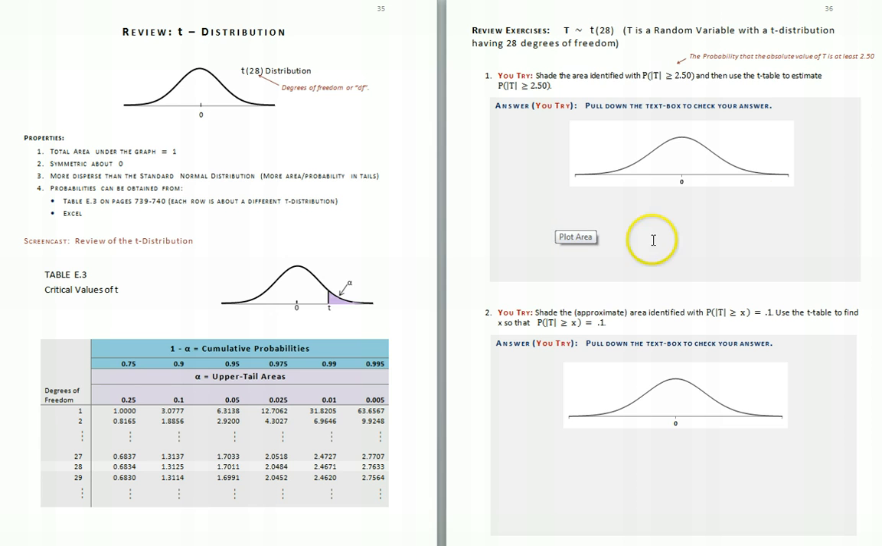I'll let you look further under this text box, look at the Excel commands to get these numbers more precisely. This problem is somewhat different. It actually uses the t-table in the opposite direction, and there's also an Excel command down here. So we'll end the review of the t-distribution at this point. There's also a review document on the website on t-distribution reviews, which have a few more problems.